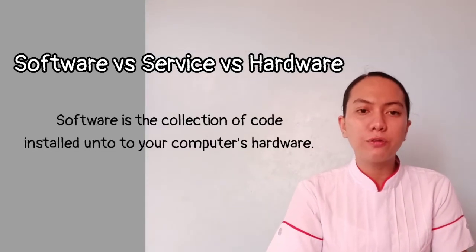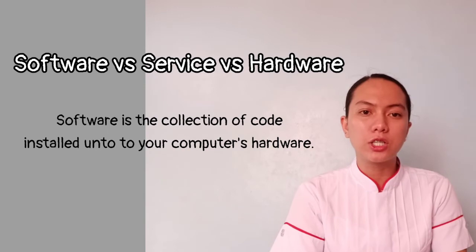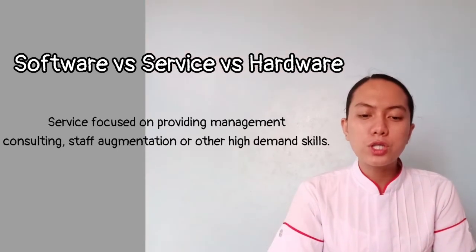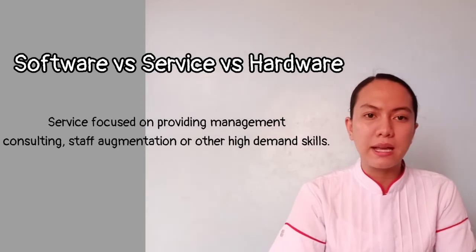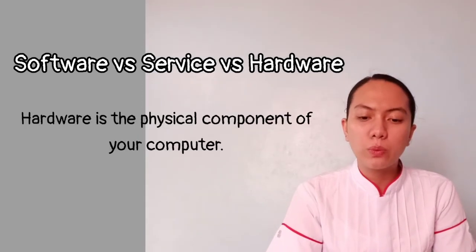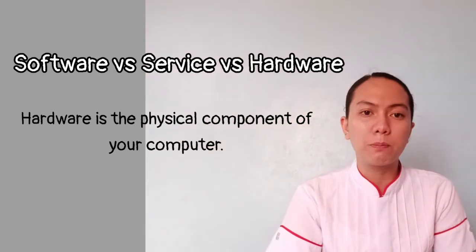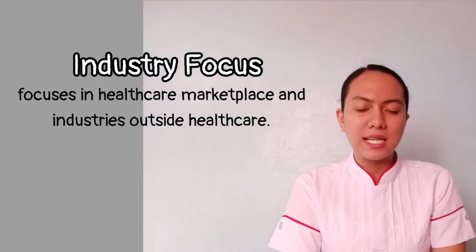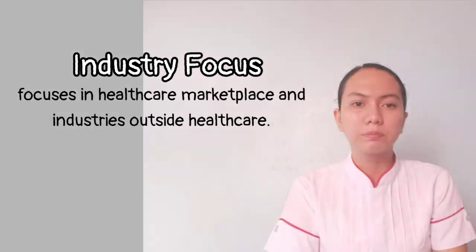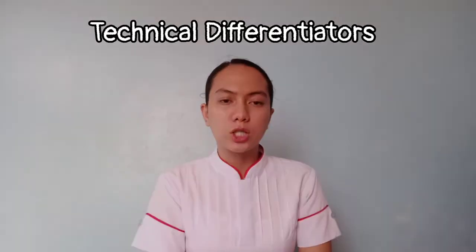Software is the collection of code installed onto your computer's hard drive. Service focuses on providing management consulting, staff augmentation, or other high-demand skills. Lastly, hardware is the physical component of your computer. Last in the business differentiators is the industry focus or industry alignment, which focuses on the healthcare marketplace and industries outside healthcare. After talking about the business differentiators, let us now move on to the technical differentiators.